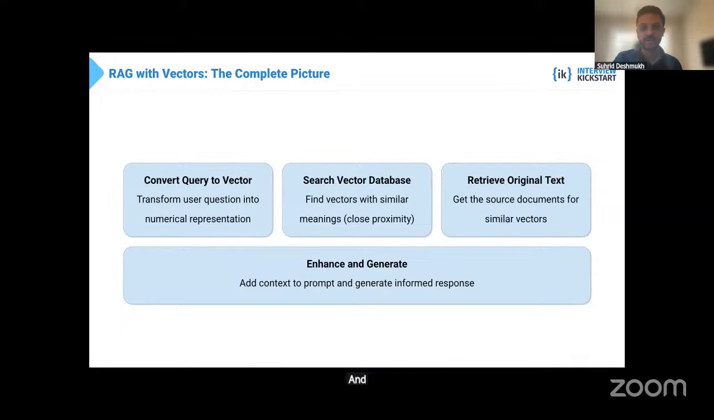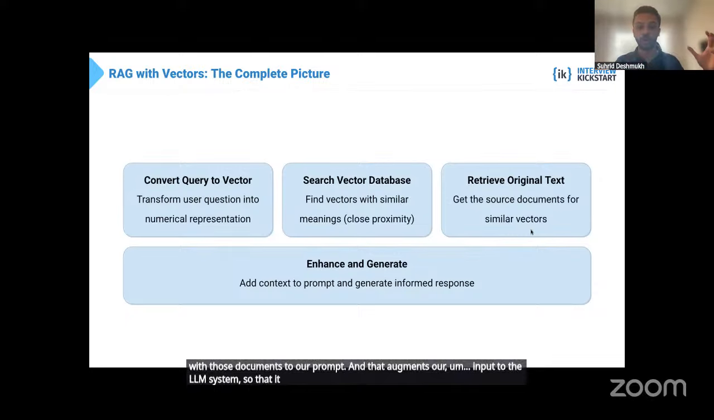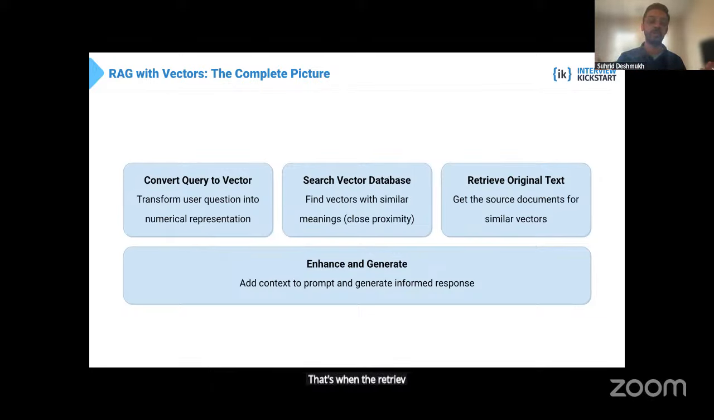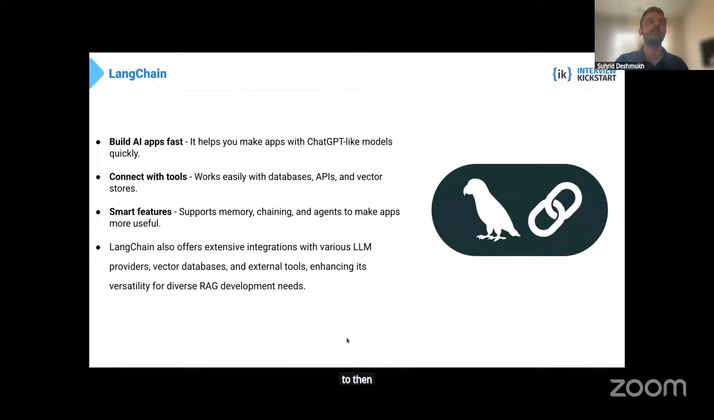And once we have that, we can augment our prompt, or append all of those documents and the context associated with those documents, to our prompt. That augments our input to the LLM system so that it gets more context. That's why the name: you retrieve the documents and then you augment the prompt. That's why it's retrieval augmented generation. And that combined input is passed to the LLM to then generate a response.